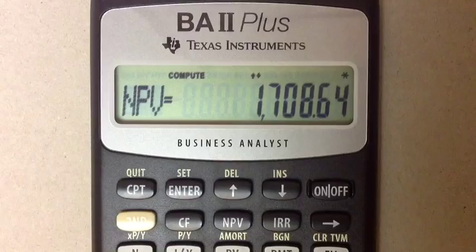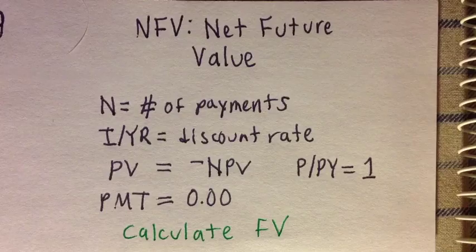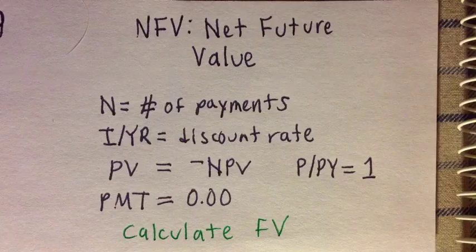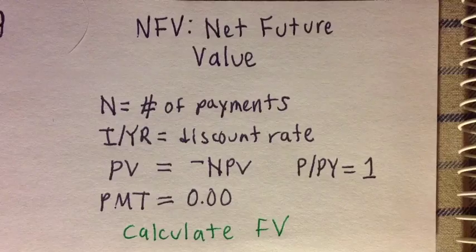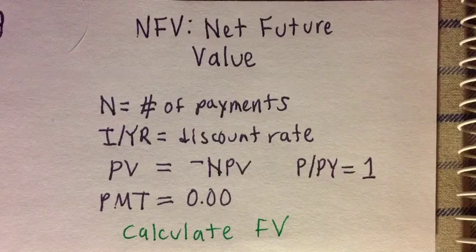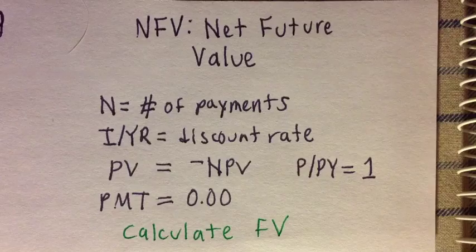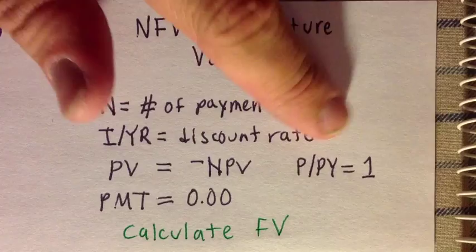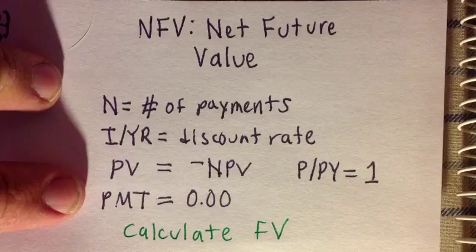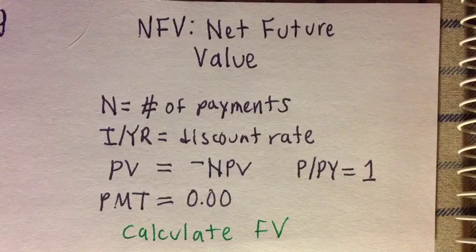I'm going to store this amount in memory. Now we are going to use the time value of money keys to calculate net future value and net utility stream. First, net future value. How we're going to set it up is this. N is going to contain the number of cash flows, not counting the initial cash flow. Interest is going to contain the discount rate per period. The present value register is going to contain the negative of net present value. Payments per year is going to be set to 1, and payment is going to be set to 0. And we are going to calculate future value, which represents the net future value.